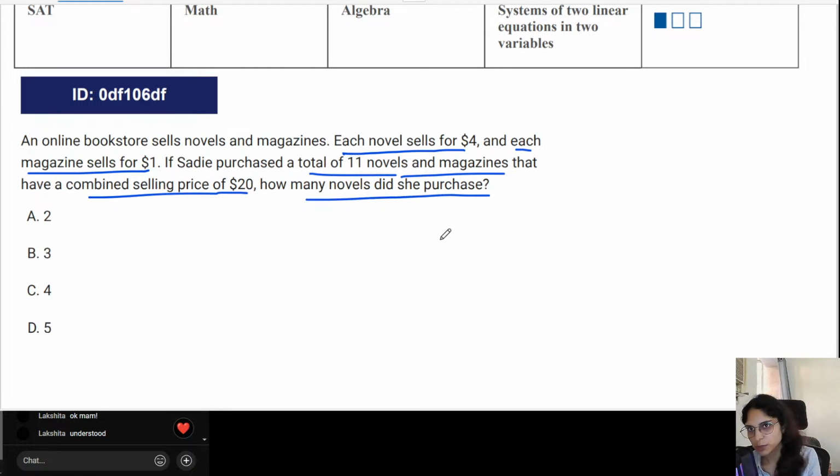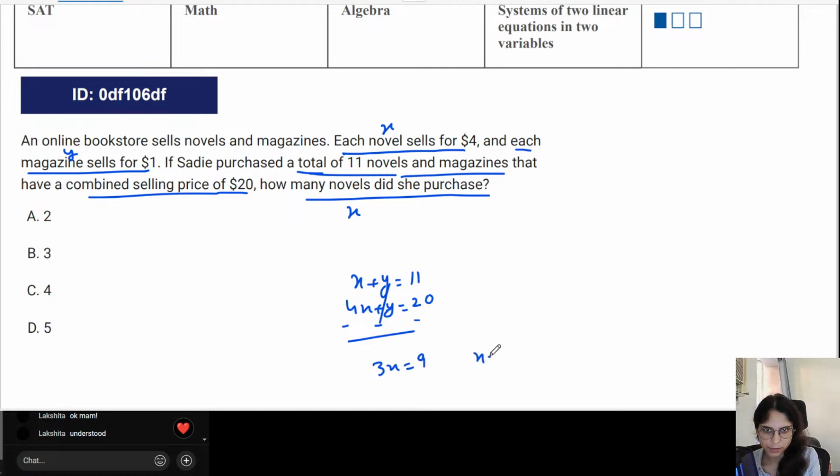So now we have to give variable names, and because we are going to use Desmos for this one, novel I'm calling X, magazine I'm calling Y. So they want to know novels, that is they want to know X. So total is 11. So X plus Y is 11. Cost is 20. So 4X plus Y is 20. They want to know X, so you can just subtract. 4X minus X is 3X, 20 minus 11 is 9.